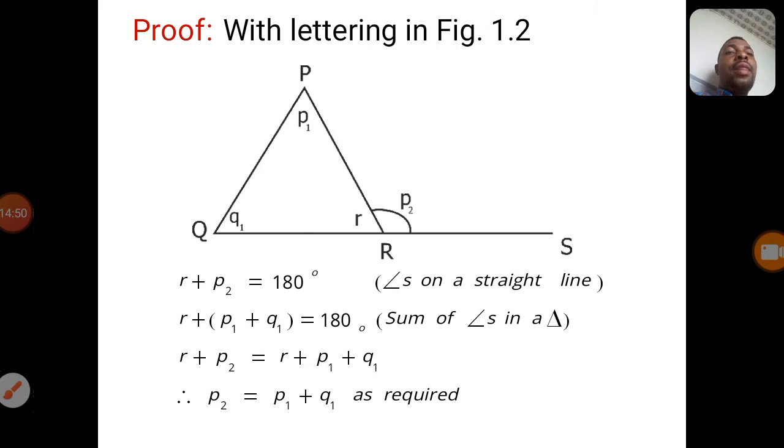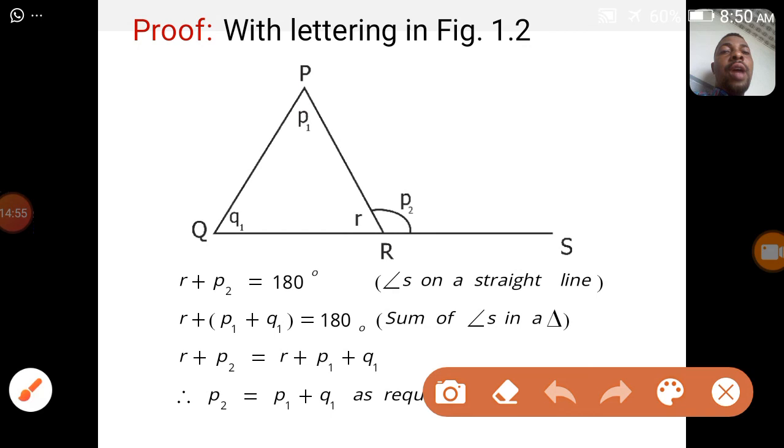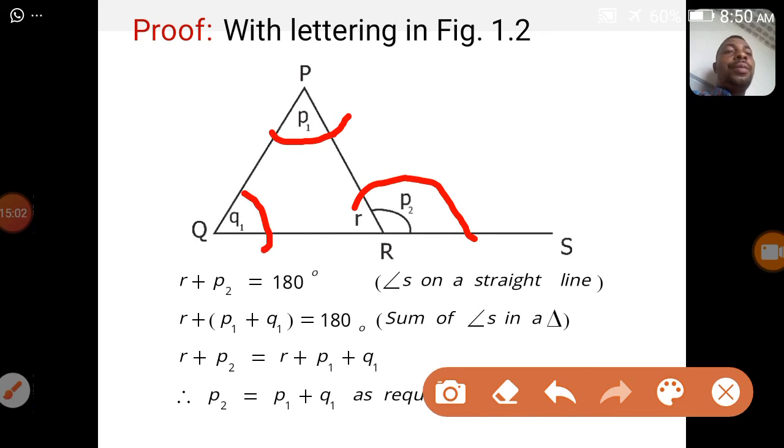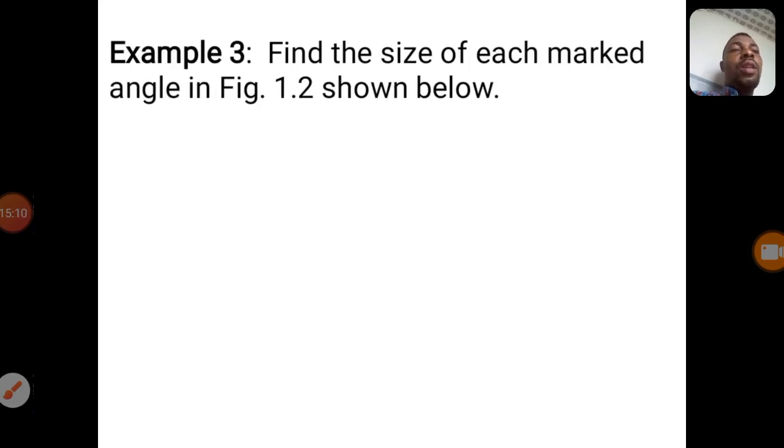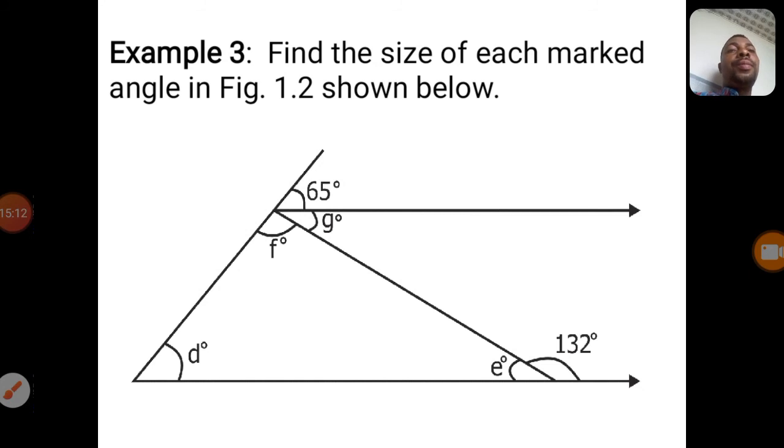With that now, we have been able to prove that the exterior angle of a triangle here is equal to the sum of the opposite interior angles. Okay, take a closer look at that. Then let's look at this example 3. Find the size of each marked angle in figure 1.1 shown below. Okay, that is the figure we are going to work on.